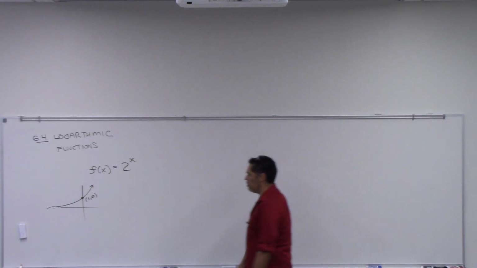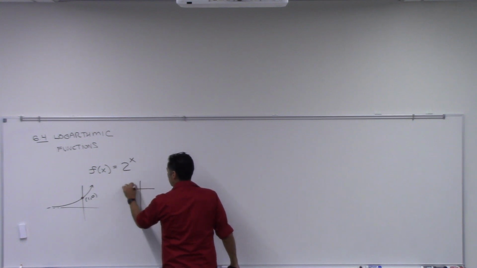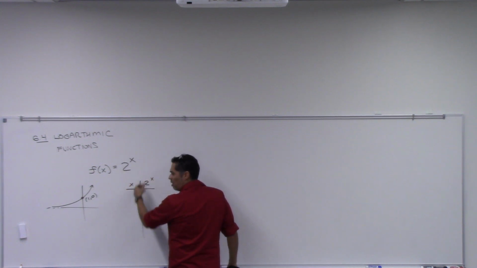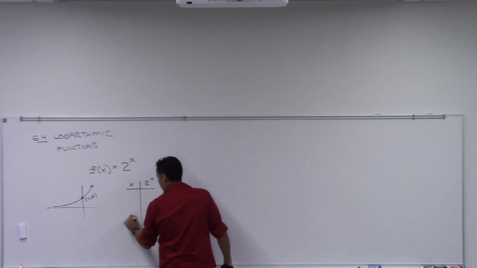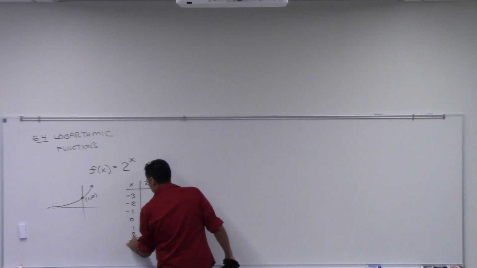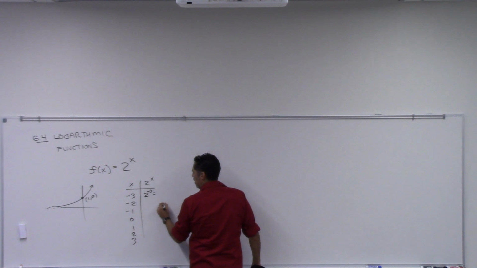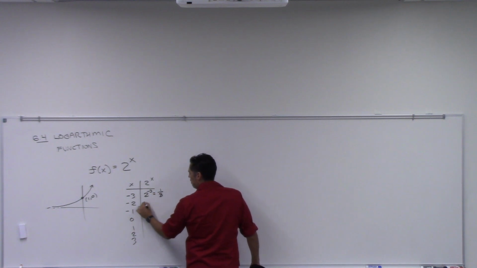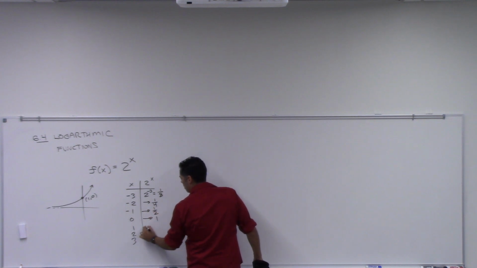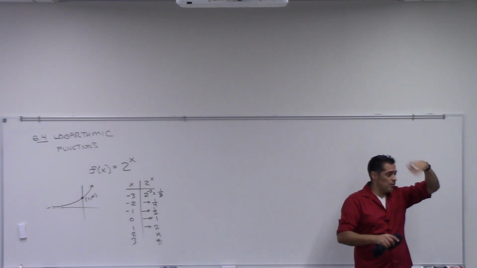I'm going to go a little bit further. To graph this function, what you would do is plug in some points and plot them. We could plug in a couple of negative values and a couple of positive values. 2 to the negative 3 is 1/8. We've done this before, so I don't want to go into a lot of detail. 1/2, 1, 2, 4, and 8. That's what would happen if we plugged in those values, and we could plot the points and get that growth.